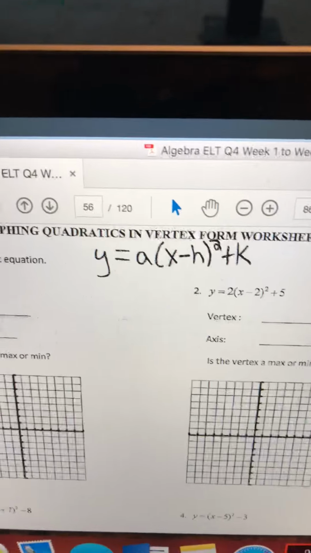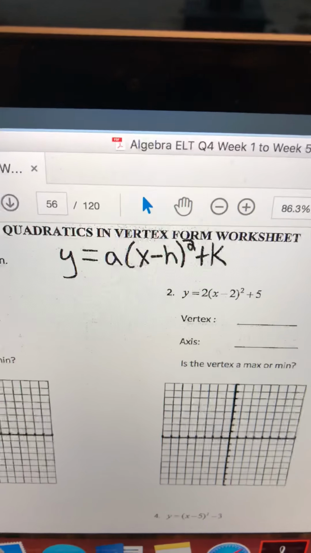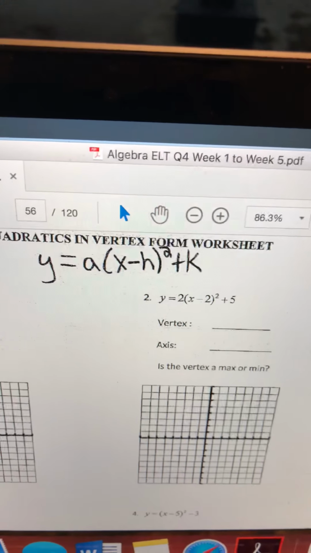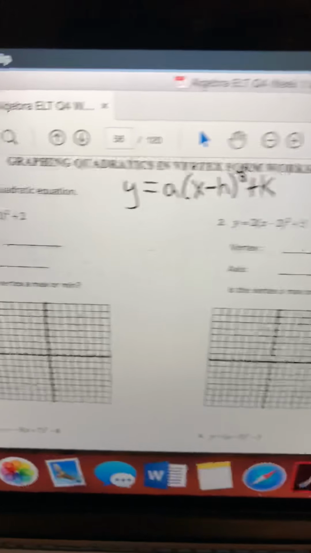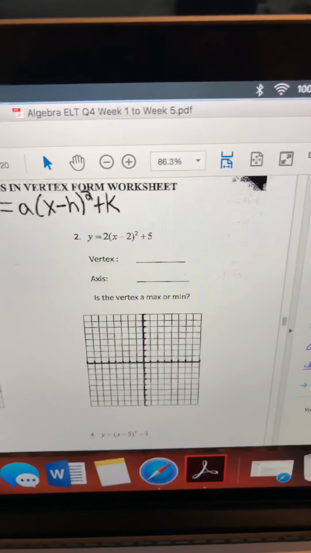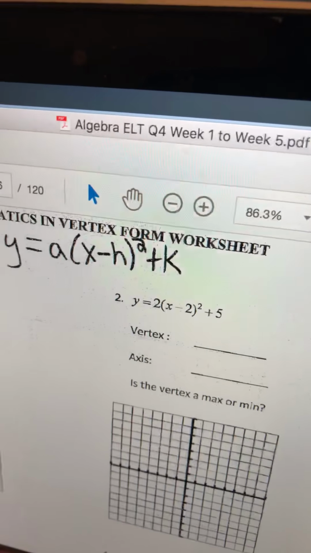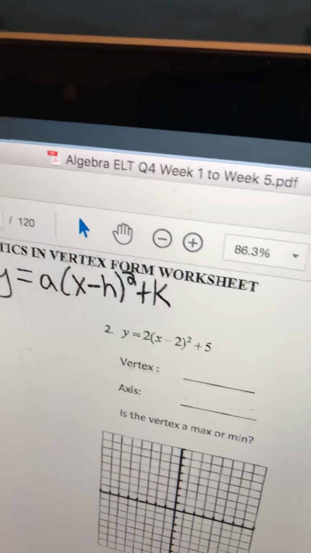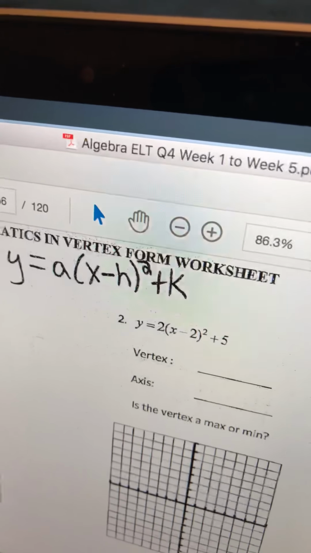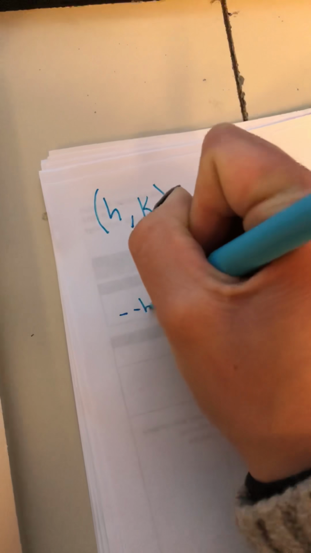Vertex form is on your worksheet. Y equals a times the quantity of x minus h squared plus k. My vertex is always going to be h comma k. Keep in mind that it's going to be h comma k, but my h is always going to be opposite of what I see on the inside of the equation, because an opposite negative h would be a positive, and a negative h would be a negative.